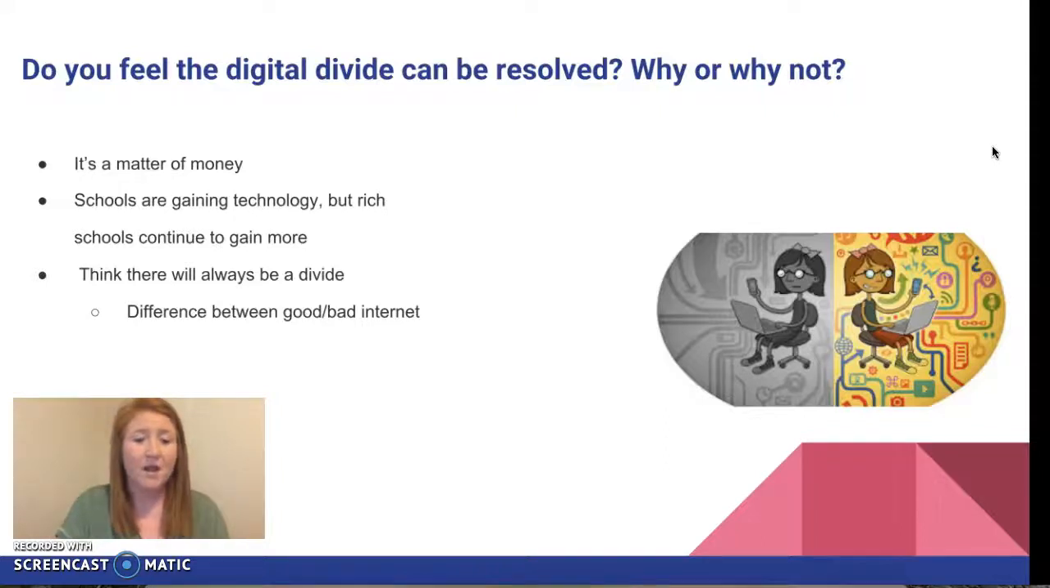They're one-to-one iPads or Chromebooks or whatever the case may be. Yes, we have quite a bit of technology, but we don't have the best that we can have. So there's still that divide. Again, I just think there will always be a divide. Maybe everybody will finally get internet, but then it'll be a difference between fast and slow, or how much you can upload and all that kind of stuff.